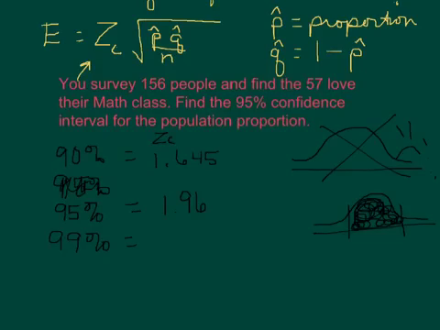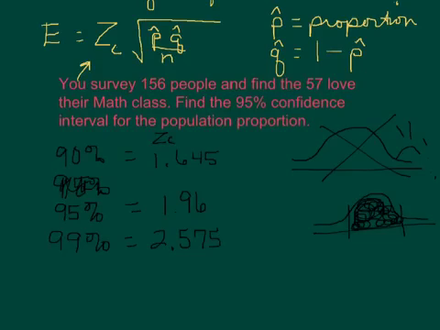99%, it's 2.575. You need to have those written down. Have them written down, put them in a big box, something so that you can find them, because you need to have them for all of the problems that you do. Okay, we're going to continue with this problem.